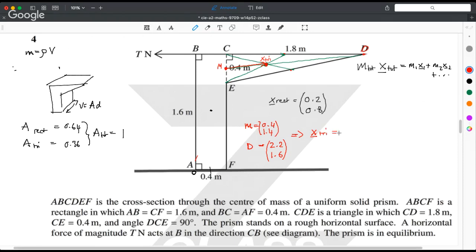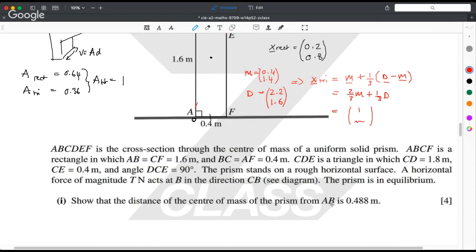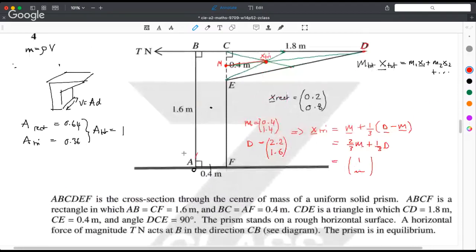So X triangle, I can get there by first going to M, and then going 1/3 of the way along the line from M to D, which is just the vector D minus M. So you can see that this is going to be equal to 2/3 M plus 1/3 D. And if you work this out, this gives you basically an X value of 1 and some Y value, which we don't actually need. Because they're asking us for the distance from the center of mass of the prism to the line AB, which is this vertical line here, you only really care about the X direction.